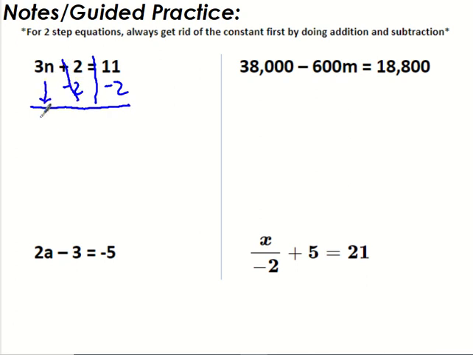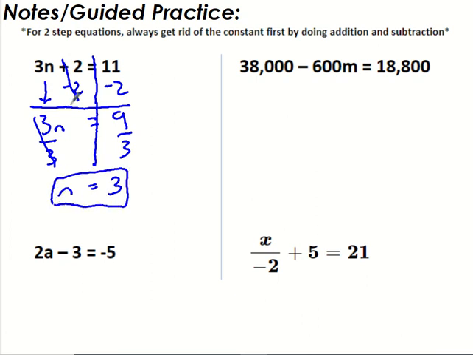I still bring my 3n down, equals, and this is 9. Well, now I am down to a one-step equation. So now we're right back to where we've been, where I want to get my n by itself. And so I'm going to divide both sides by 3, because that's multiplication. And I get n equals 3.